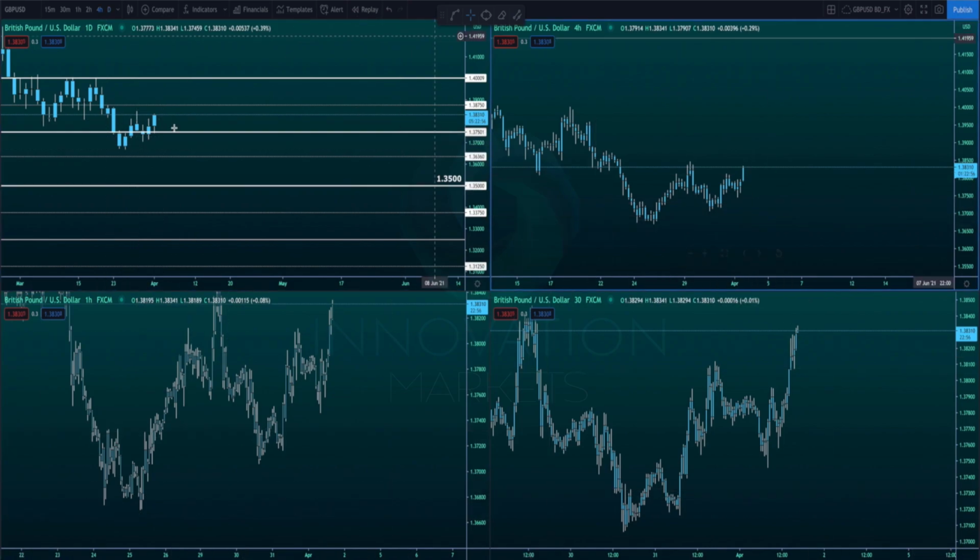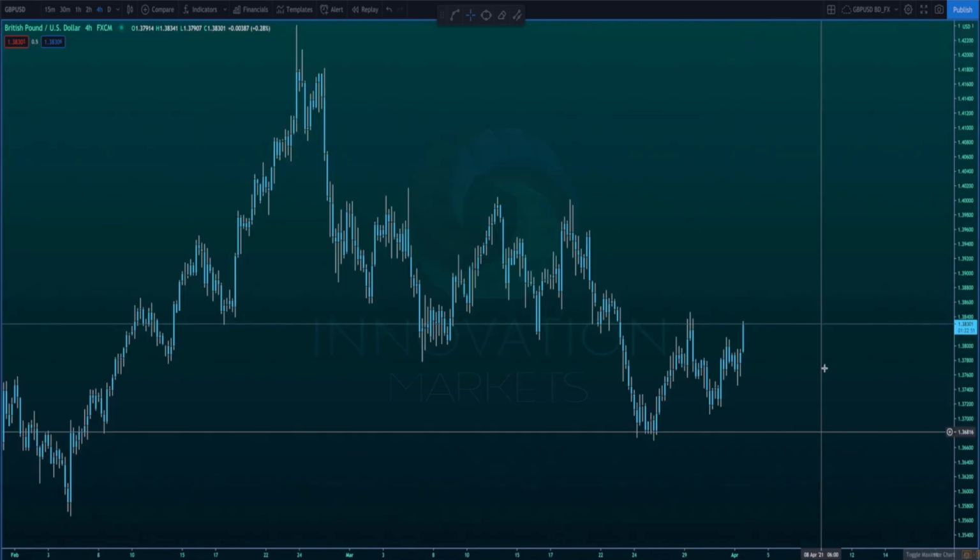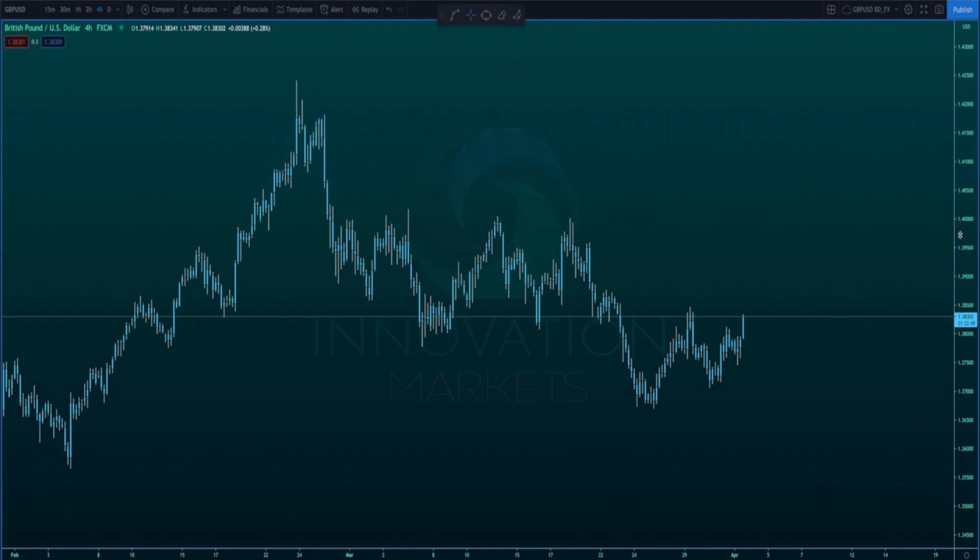I use this for weekly and daily on my left here, then I drop down over to this right hand tile, I have my 4 hour, and that's where I can have my beautiful clear price action.